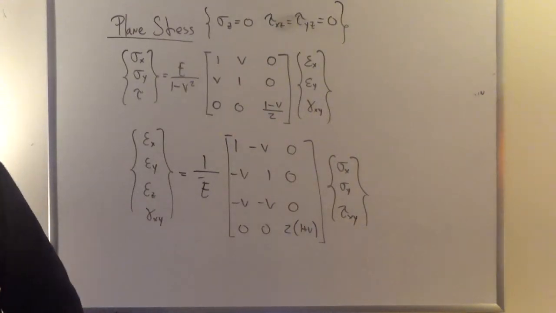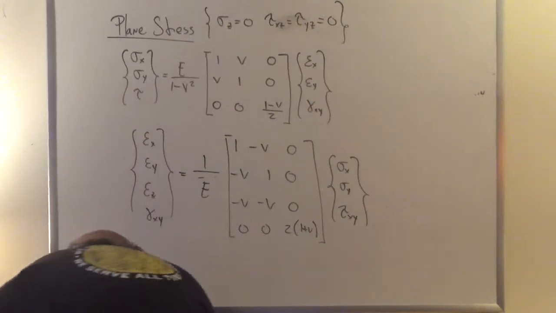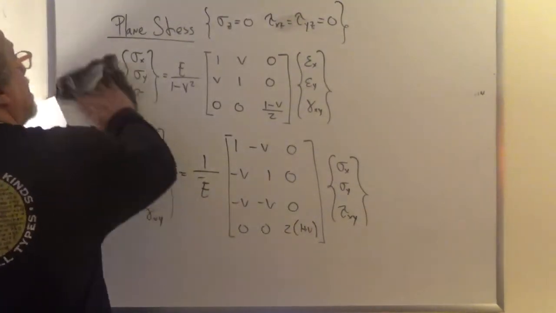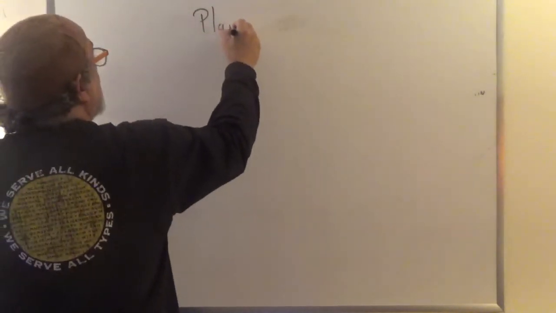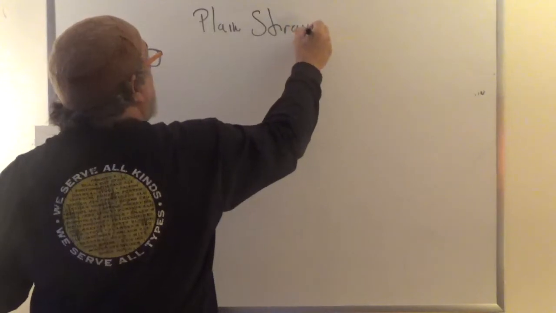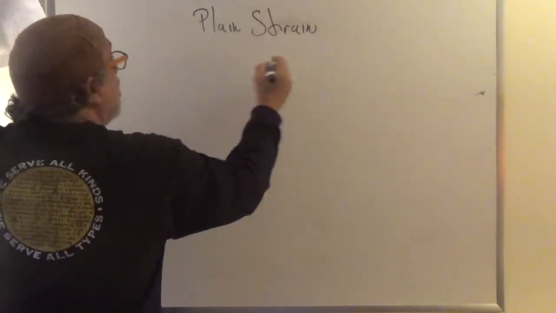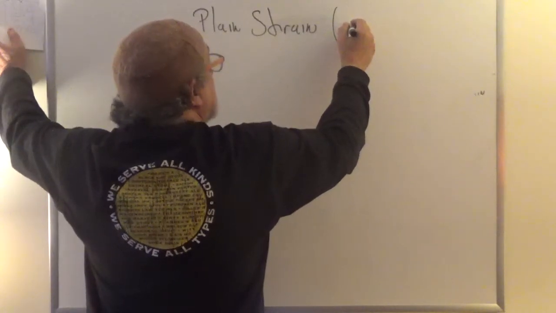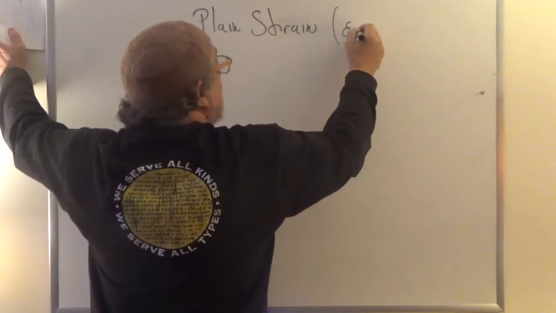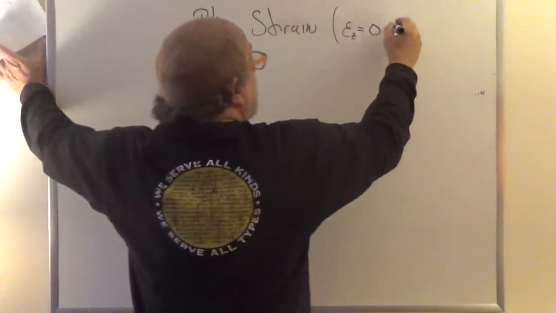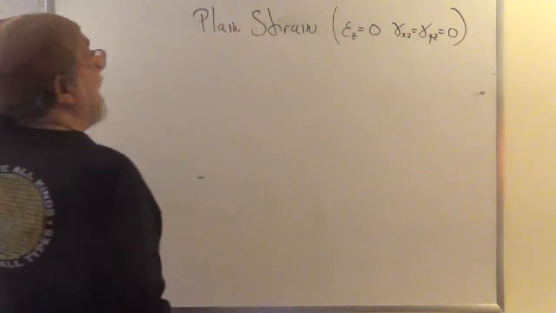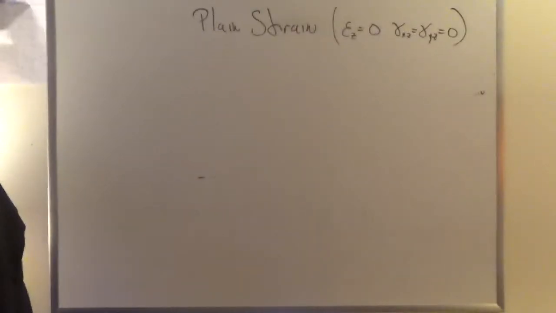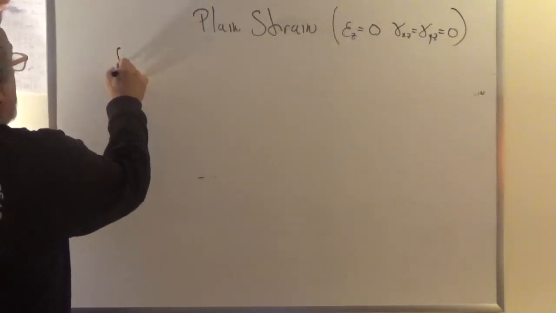Now, the next one is plane strain. If we take our relationships of the 6 by 6 and we bring them in and we translate, plane strain is what? Plane strain is epsilon z equal to 0, right? And so are gamma xz and gamma yz equal to 0. We take that to our generic expressions, substitute, simplify, and we get the following.